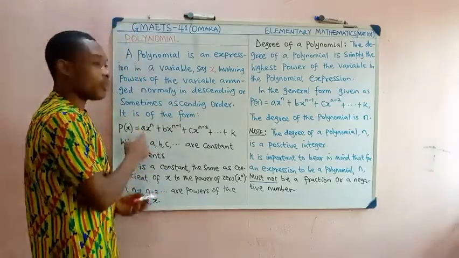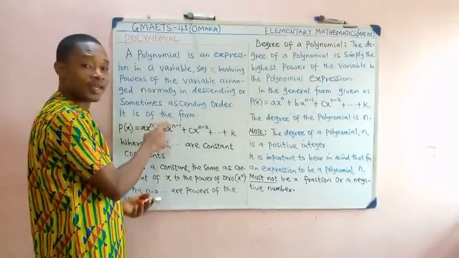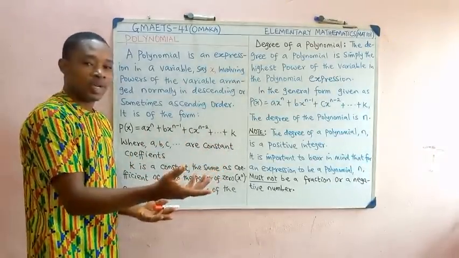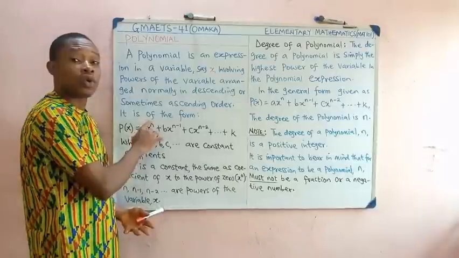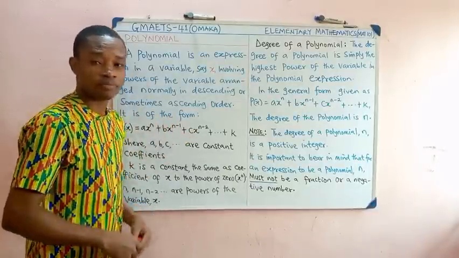So for example, if this is something like 5x raised to the power 4 plus 2x raised to the power 3 minus 3x, then the highest degree will be what? 4. That is, the degree of the polynomial will be 4, because the highest power of x in what I just stated is 4.